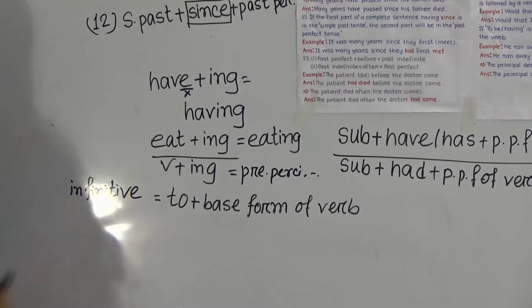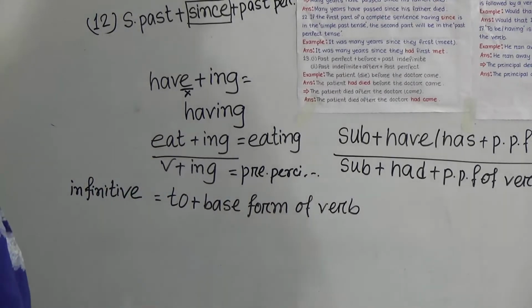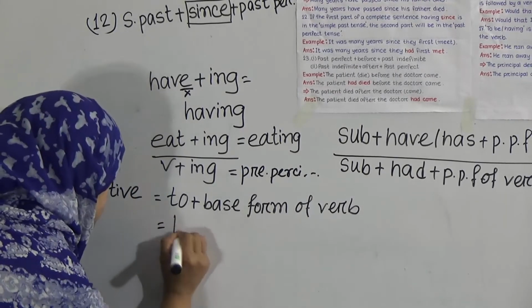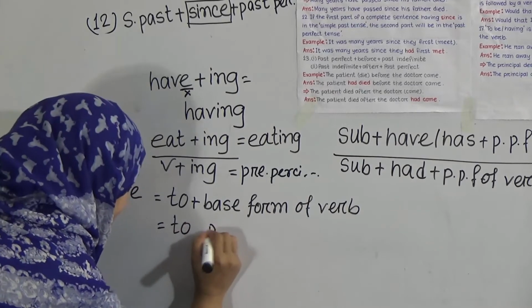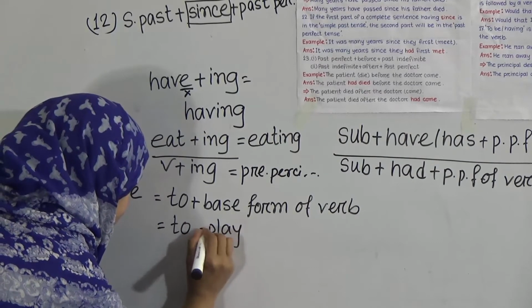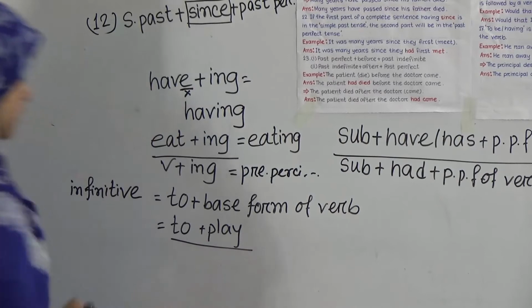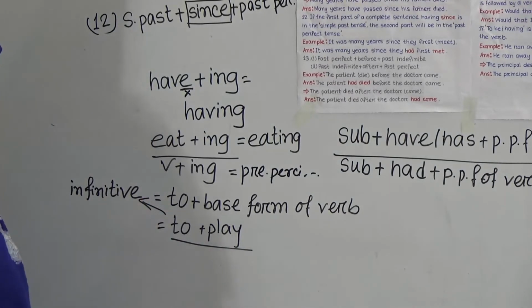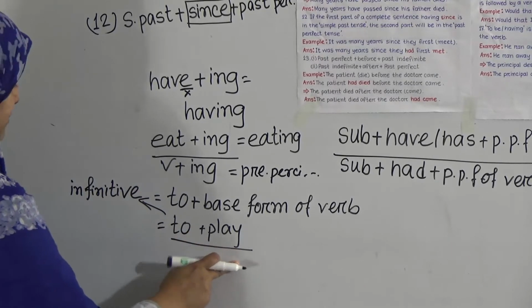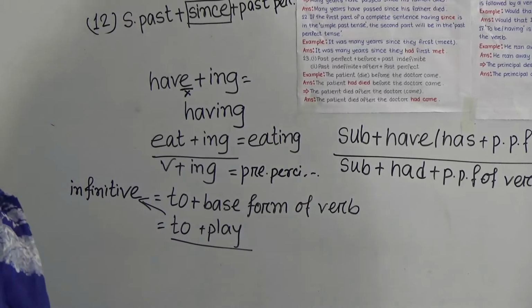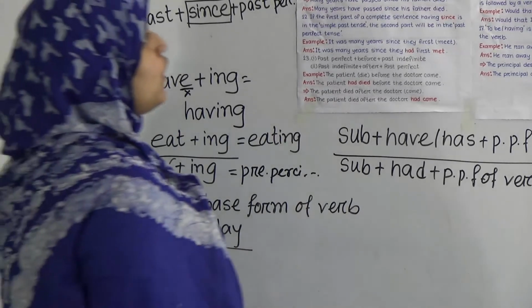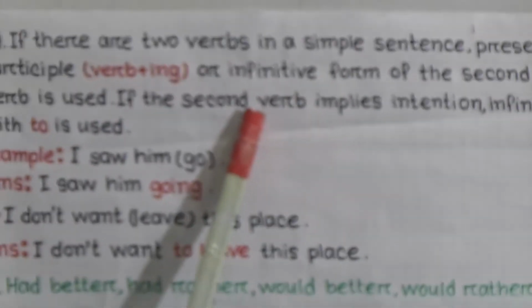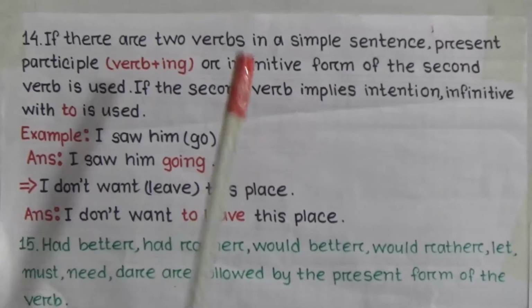To plus the base form of a verb is called infinitive. If we say to play, it is called to play. It means it is infinitive. To eat. Got it? To plus the base form of the verb is called infinitive, and verb plus ing is called present participle. So if we find this type of verbs in any sentence, what do we have to do?